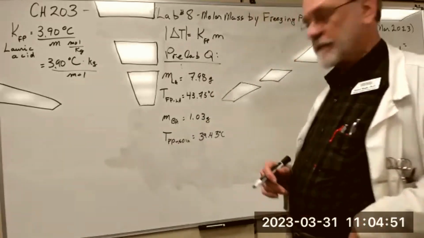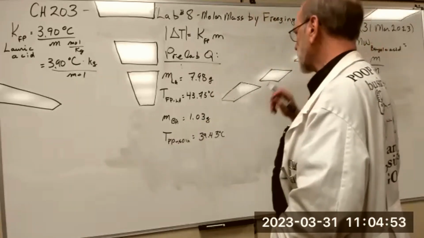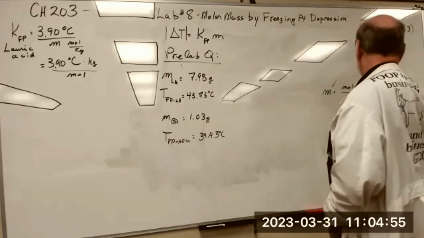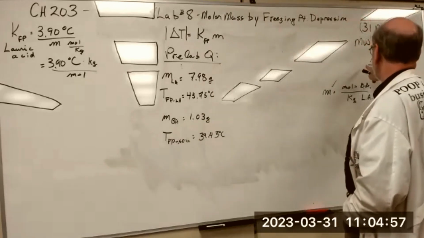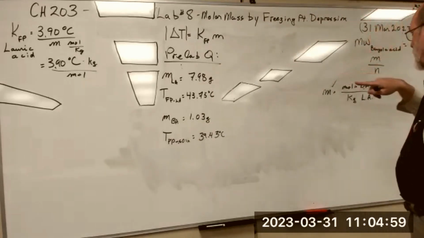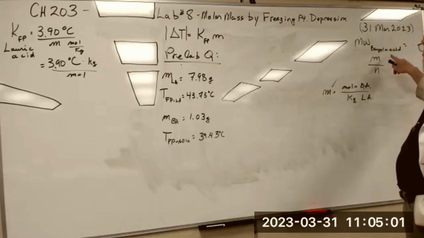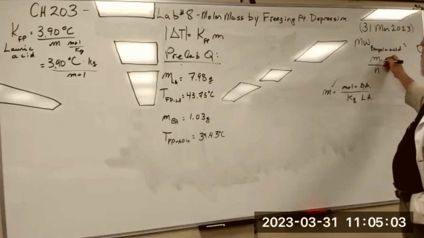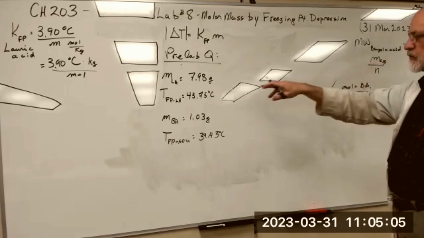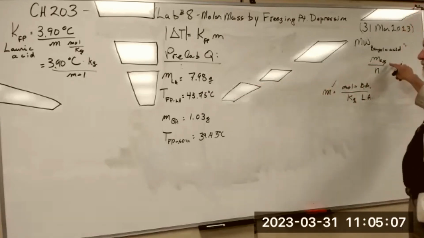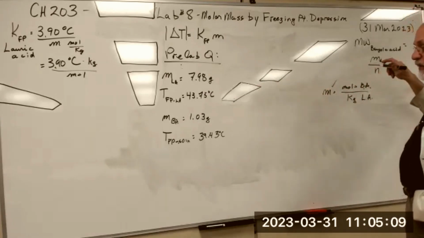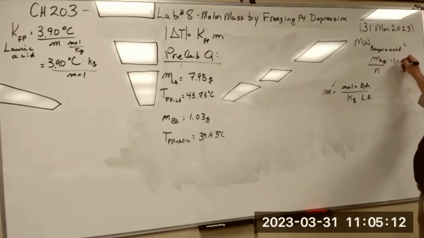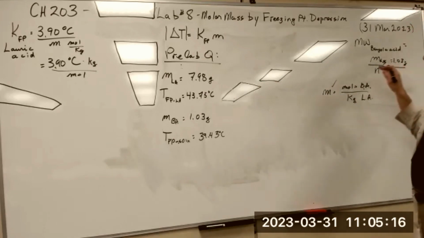Okay? All right. So we've got our expression here for molality, and we know this is mass. I can get confused with molality. So the mass is 1.03 grams. Okay, so we got that.